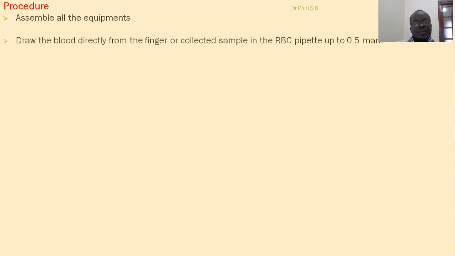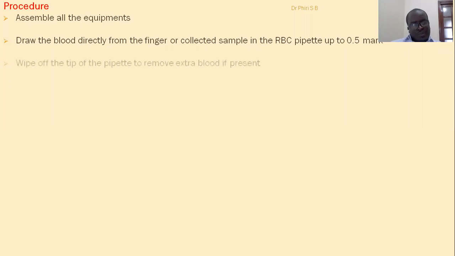So after you have the equipment, you draw the blood directly from the finger or collected sample in the red blood cell pipette up to the 0.5 mark. So you draw or you aspirate blood. First you prick your finger. When you prick your finger, there's blood. You can use a lancet or a small needle to prick yourself, then you squeeze the blood out, then you get the pipette for the red blood cell, then you aspirate. You draw or aspirate up to the 0.5 mark, then you stop.